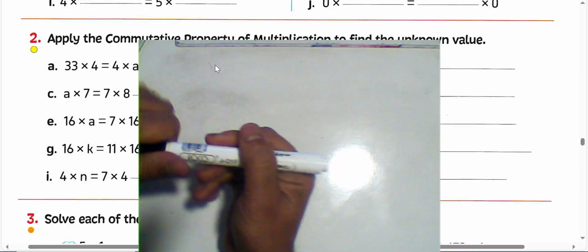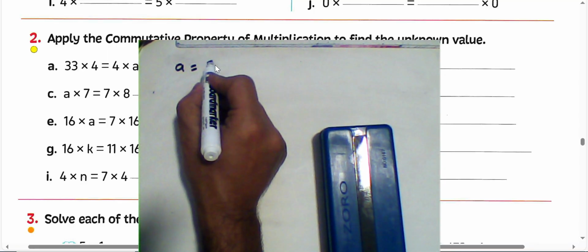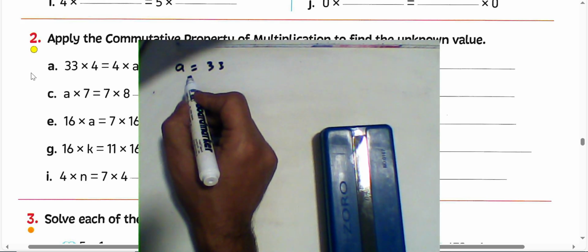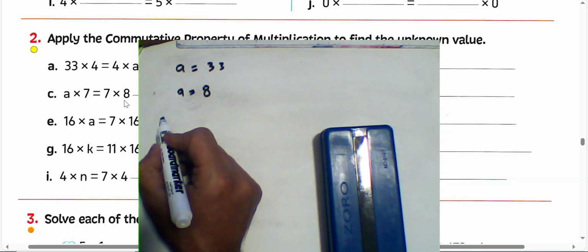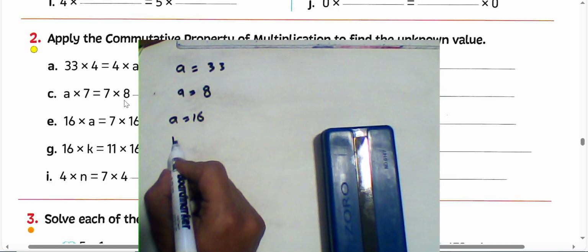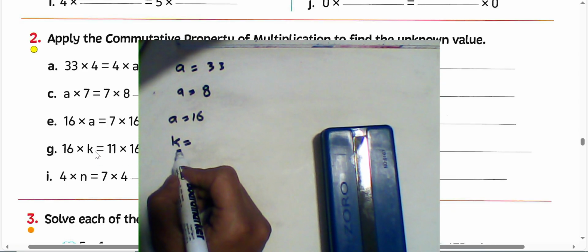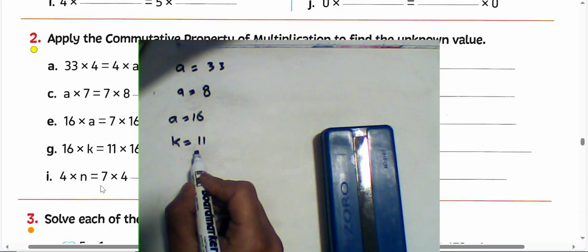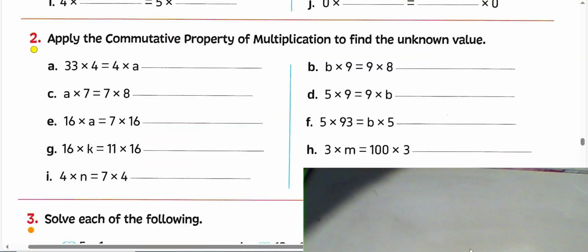About first, look at here. The value of digit A equals 33, because 33 times 4 equals 4 times 33. 8 times 7 equals 7 times 8. Then the value of A equals 8. 16 times A equals 7 times 16. Then the value of A equals 7. Then K times 16 equals 11 times 16, then the value of K equals 11. 4 times N equals 7 times 4. Then the value of N here equals 7. Understood?